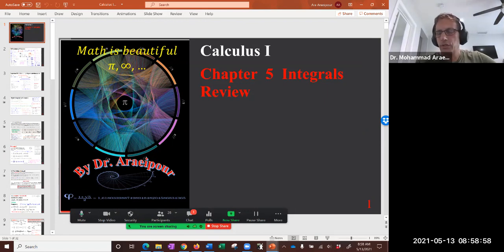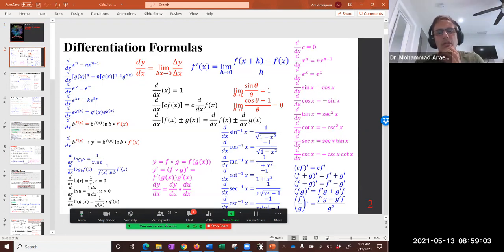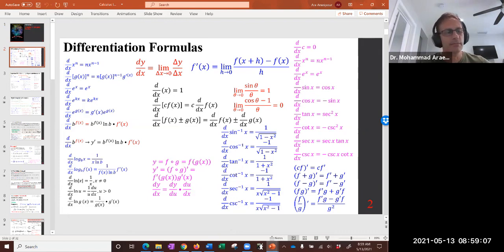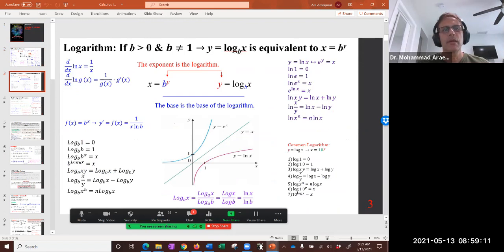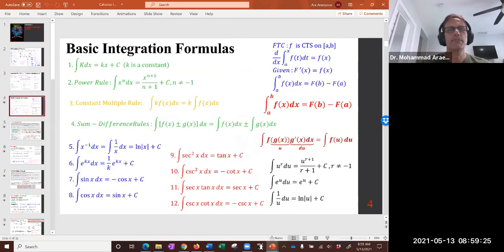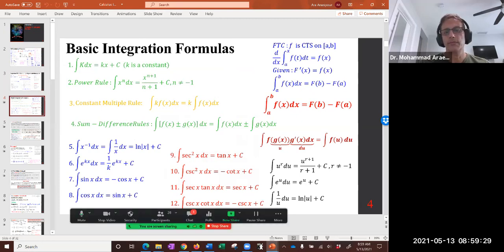Continuation with the integration. In the next chapter, we are given differentiation formulas. Logs. Many logarithmic properties. Integration formulas that were discussed before.